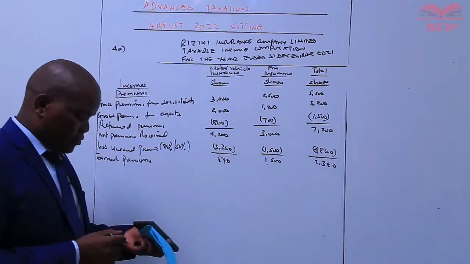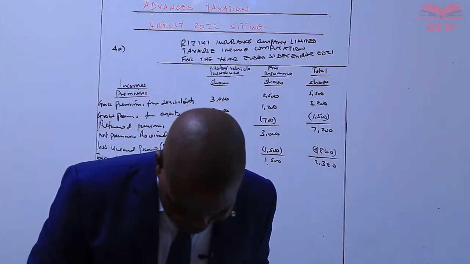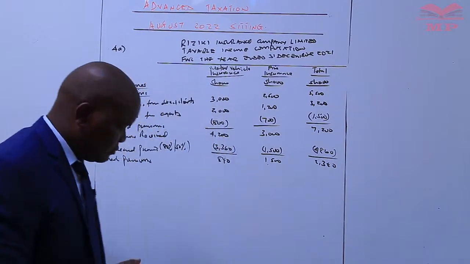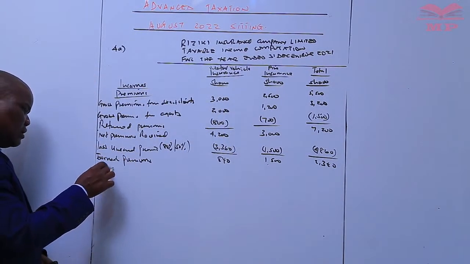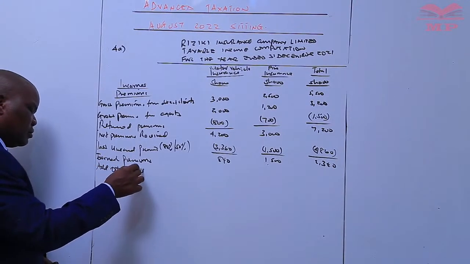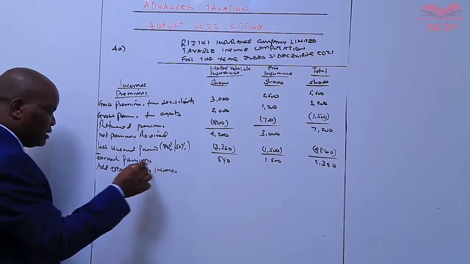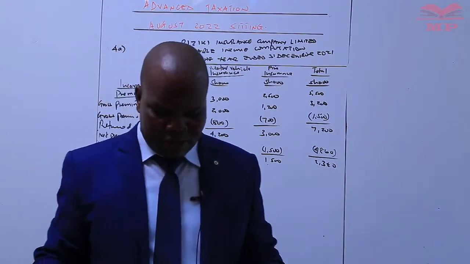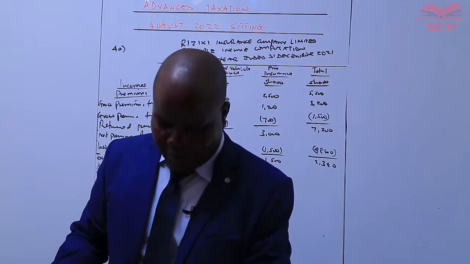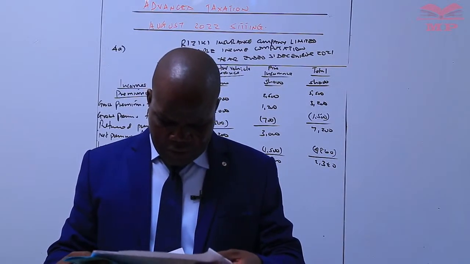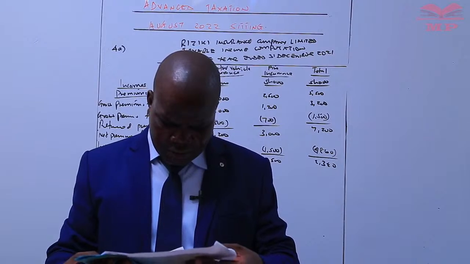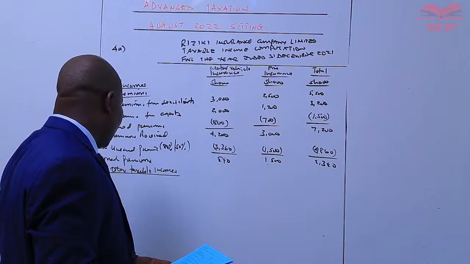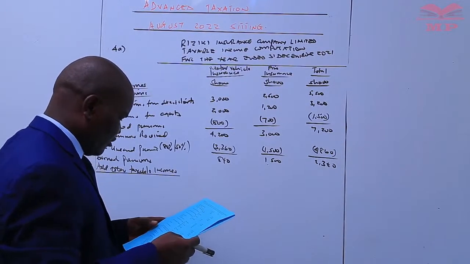Good. Next, we add other taxable income. So we say add other taxable incomes. We only pick those that are taxable. So we make use of the trial balance and the additional information. One, we have what they are calling commission. Sorry, before we go to other taxable income, there's something else touching on premiums.